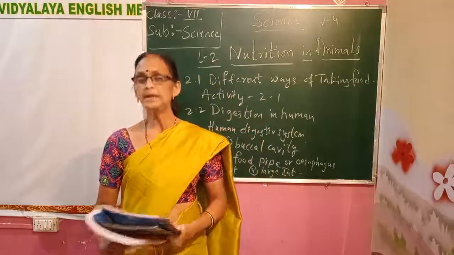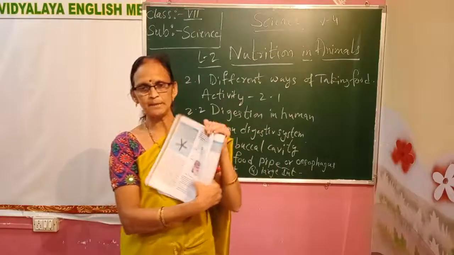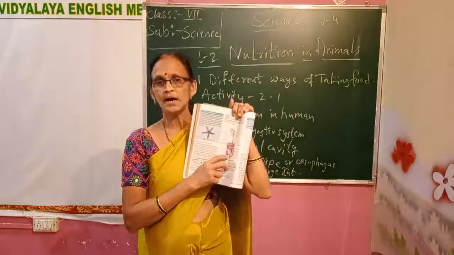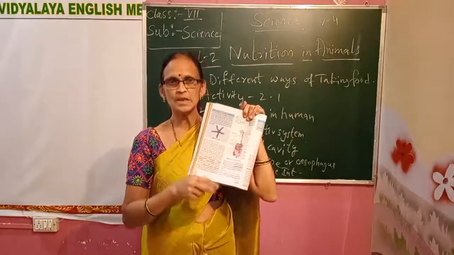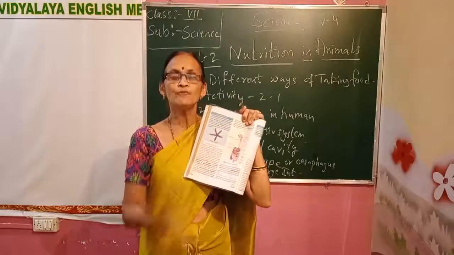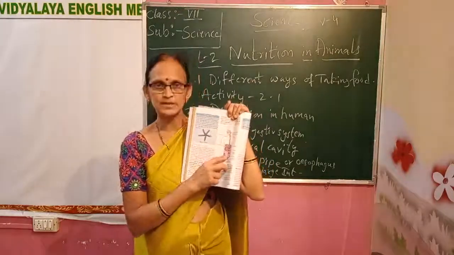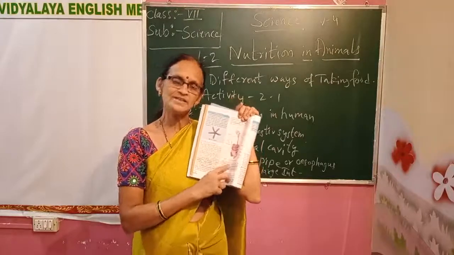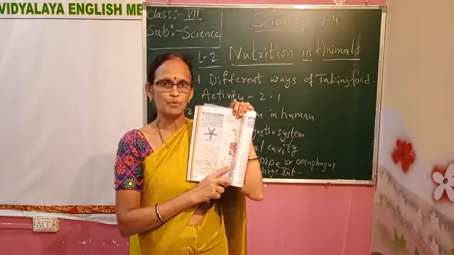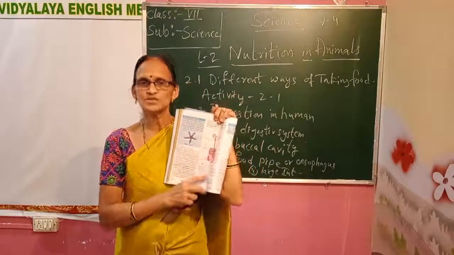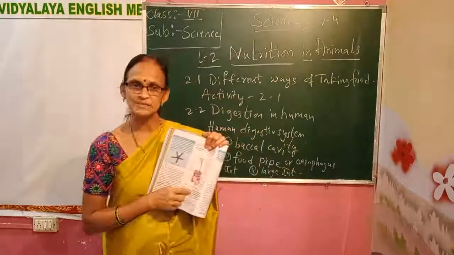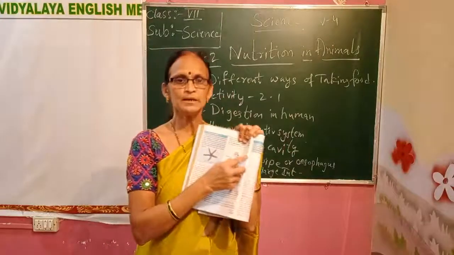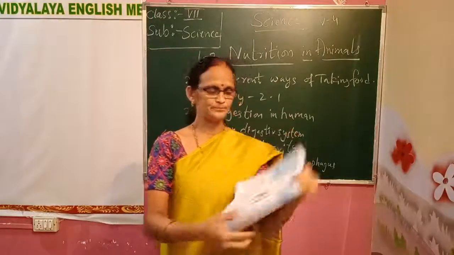The end part of the large intestine is the rectum. Whatever food you take is digested, and the waste part, the unwanted thing, is sent to the rectum, and through the anus it comes out of our body. This is the digestive system of our body. You can draw this figure in your science book, label the parts and learn it perfectly.